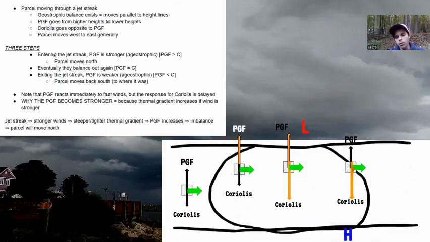Here, now, since the Coriolis is stronger, it's going to move right back down, and we're kind of back to normal once we get out of this. So that's exactly how this works. You can see this right here. We have the jet streak. There's stronger winds. Stronger winds means a steeper, tighter thermal gradient that will cause pressure gradient force to increase, and there's an imbalance, and the parcel will move more north till they balance out. Then as it exits, it's going to move south because Coriolis is stronger, but then eventually go back to normal and they balance out again.